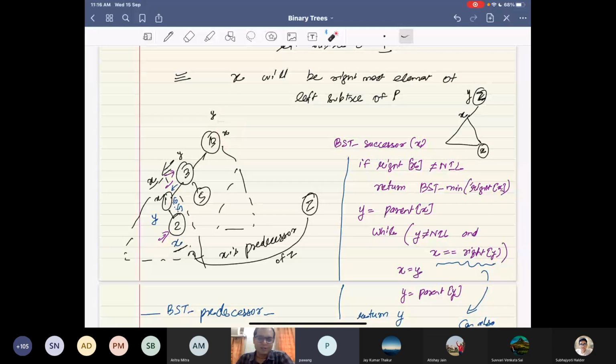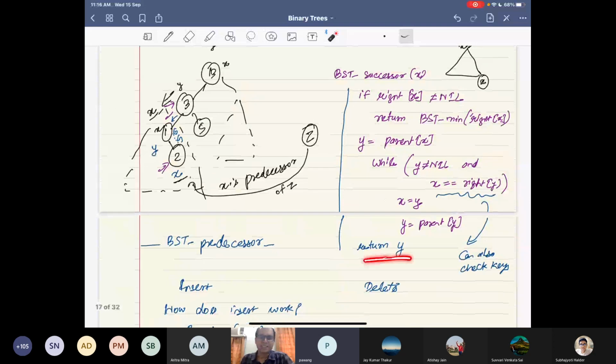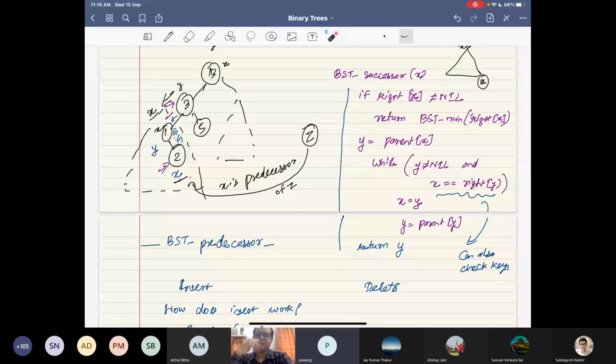There is no successor. You can go up to here. Then also you return Y, that is fine. There is no successor, that is null. You will return a null pointer.